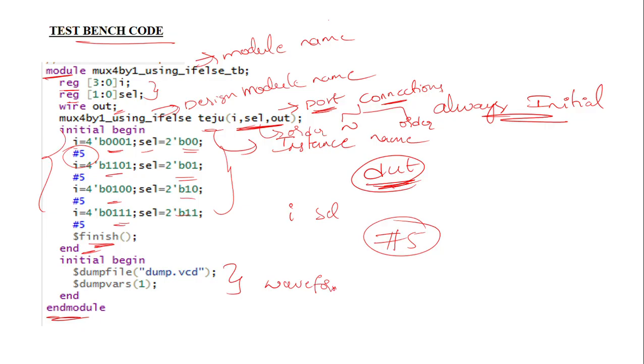Every time I use EDA Playground for this particular code. To get the waveform, you must include these 4 lines, then only you can get waveforms. And the module will end with endmodule.